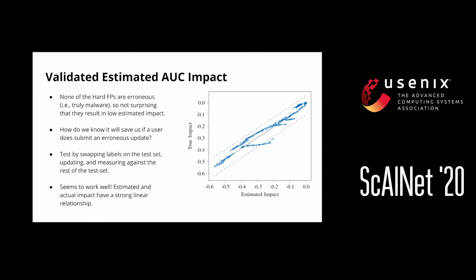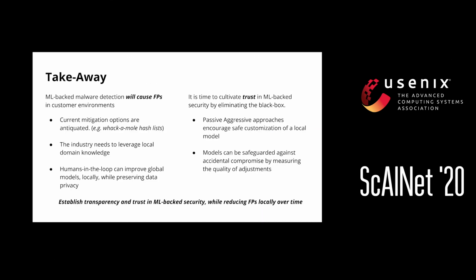We can also see, by testing our AUC impact estimate on the test data by randomly swapping the labels to force errors to occur, that we do actually do a good job of estimating the AUC impact. We see a linear relationship between our estimated impact and the true impact. So we can actually use this to help correct for errors. And now I'll take it back to Bobby.